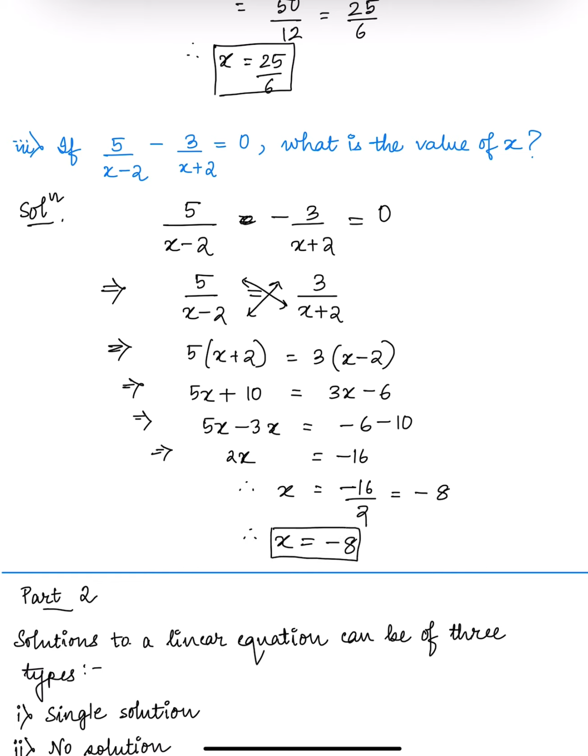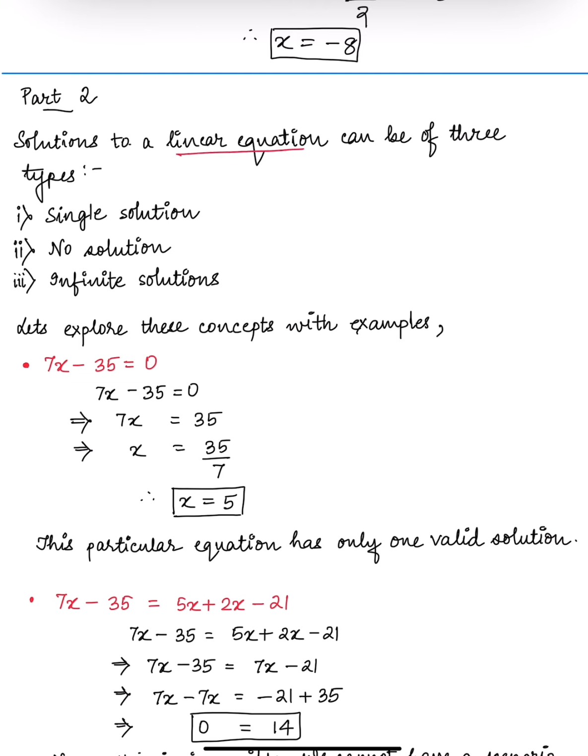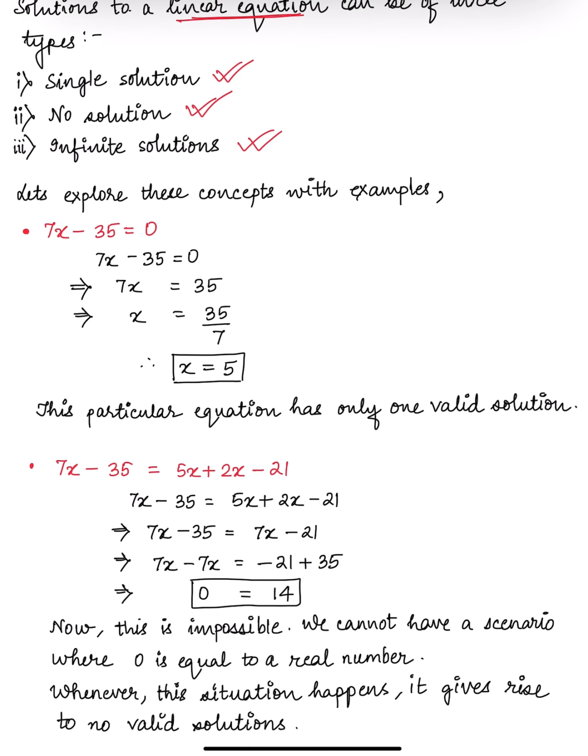Now we come to part 2 of the video, where we can see that any solution to a linear equation can be of three types. We can have a single solution, we can have no solution at all, or we can have infinite solutions. Now let's explore these concepts with some examples. So the first example is 7x minus 35 equal to 0. So we solve it as it is given, like 7x equal to 35 and then x equal to 5. So we see that we have a definite solution to this, and this is giving you one valid solution.